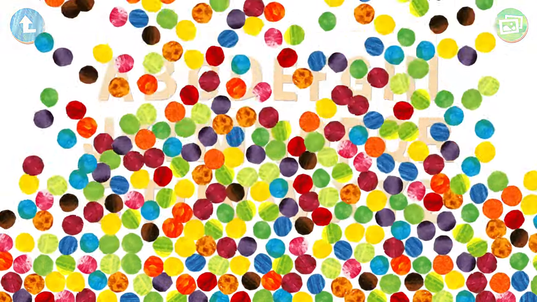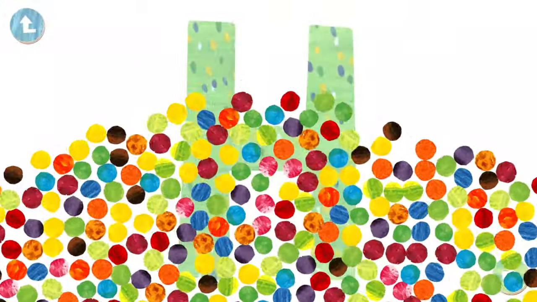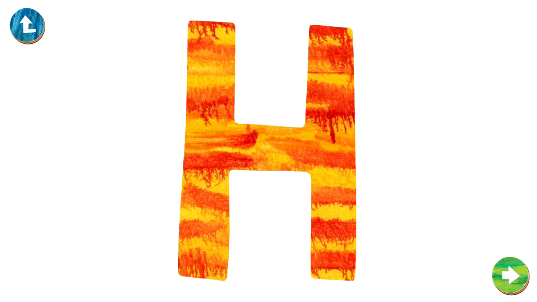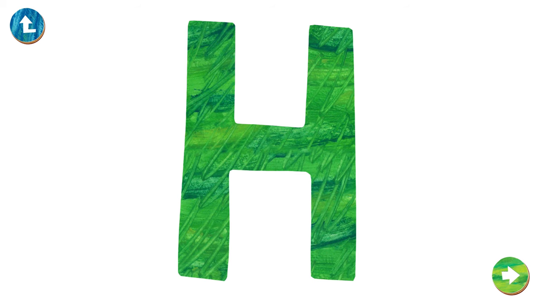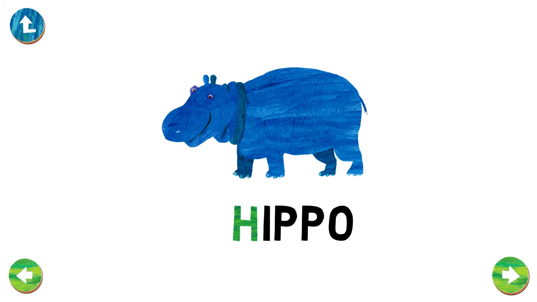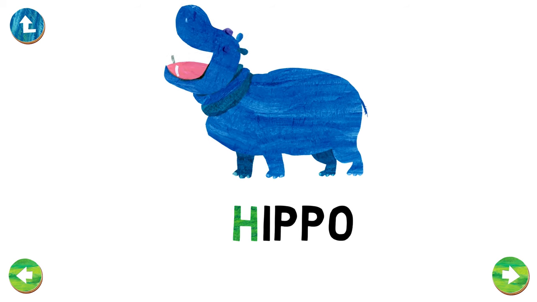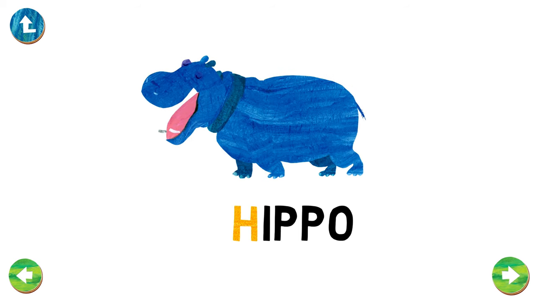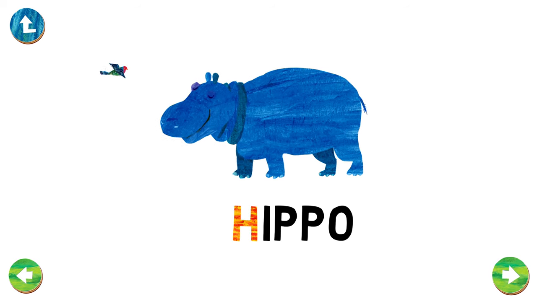H. This is the letter H. H makes the sound huh. H is for hippo. Hippo. H. Huh. Hippo.